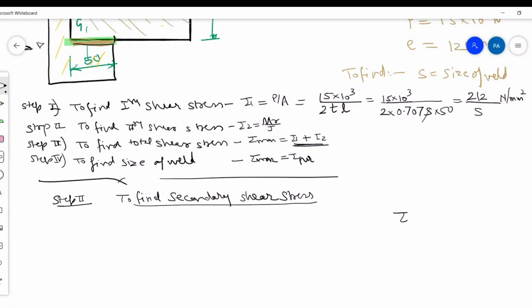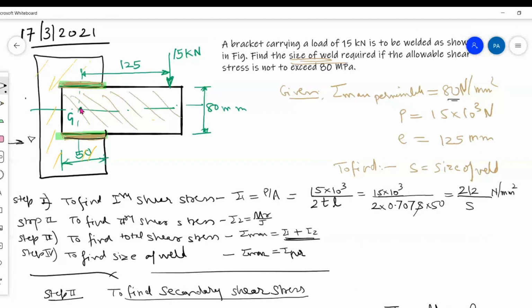Now we have this formula, tau 2 is equal to MR by J. So this is P into E into R upon J. Which R will we take? R2. Yes, we will take R2. Now what is this R2? R2 is the distance of the CG, that is G, from the farthest point, that is this. This distance is R2.